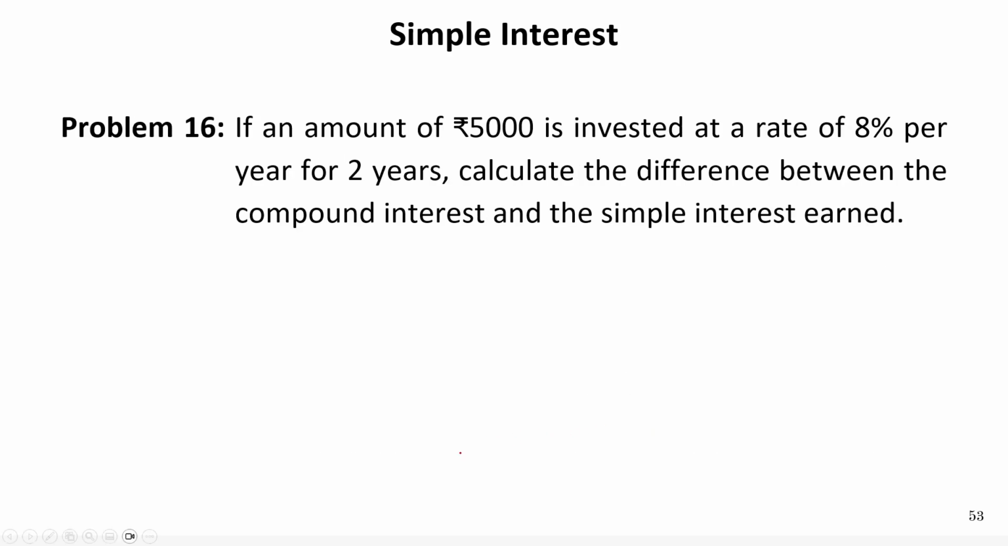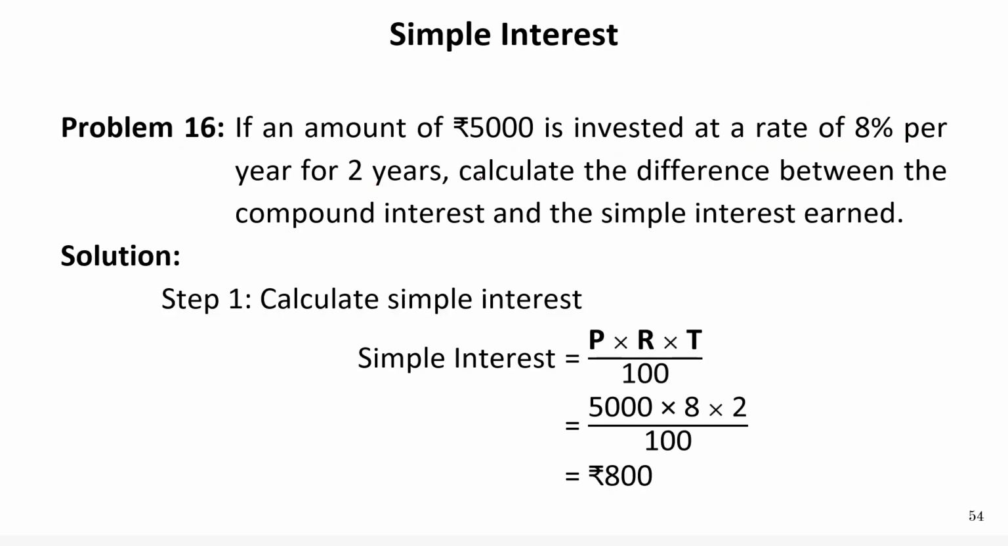Okay. So let's see problem number 16. Okay. If an amount of 5,000 is invested at a rate of 8% per year for 2 years, then calculate the difference between the compound interest and the simple interest.